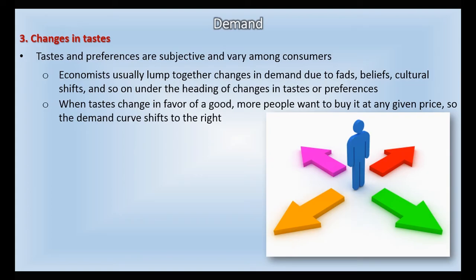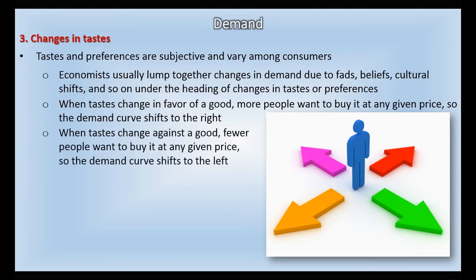So at any given price, over time, demand for bicycles has increased, right? So demand has shifted to the right because tastes have changed with respect to what people feel about bicycles and their usefulness. When tastes change against a good, fewer people want to buy it at any given price, so the demand curve shifts to the left. Demand decreases.